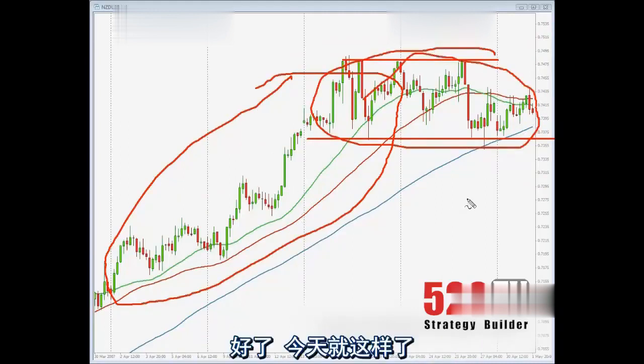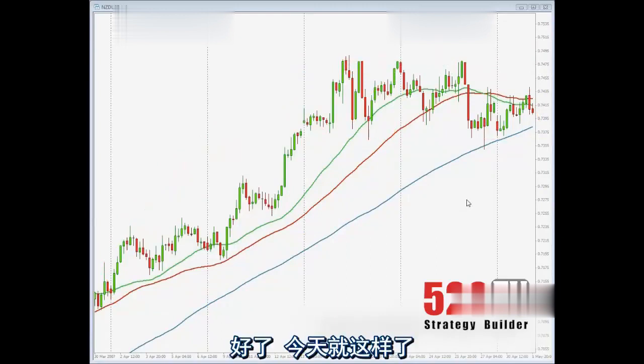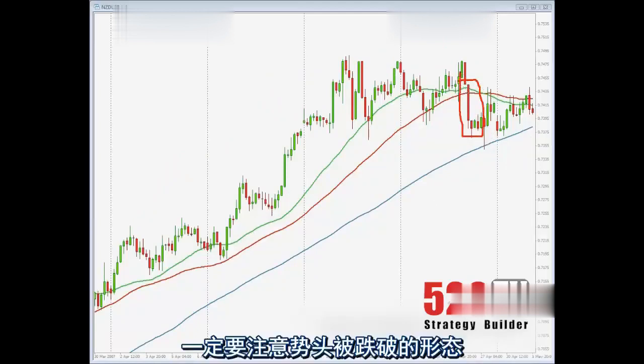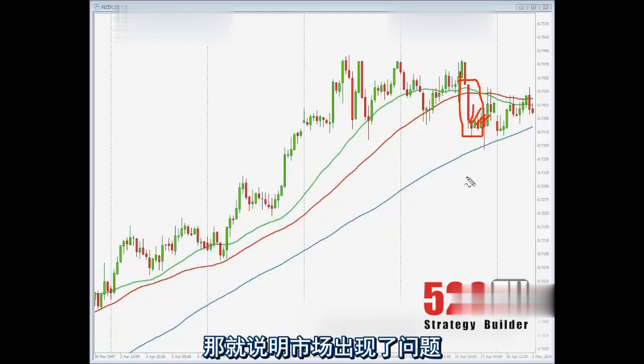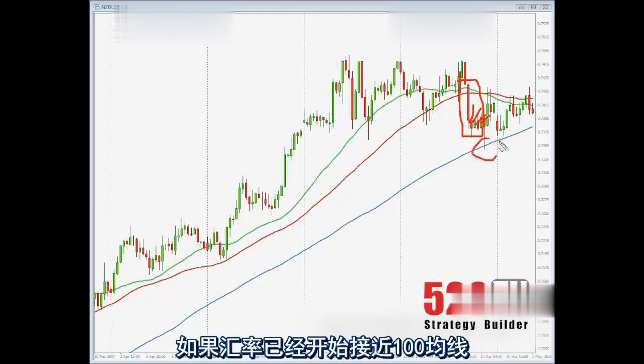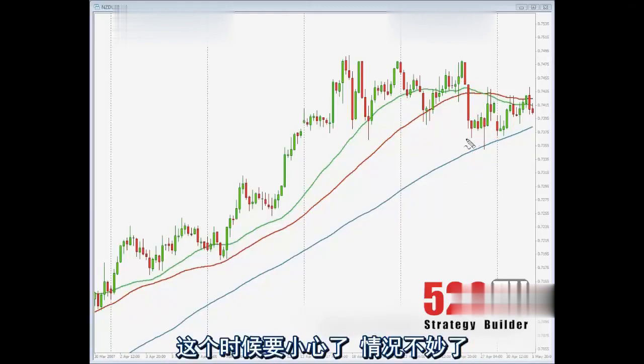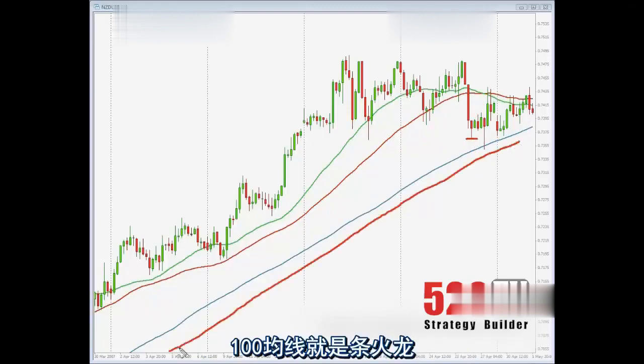Okay, alright guys, that's all for this video. Just to sum it up, to wrap it up, read breakouts, momentum breakouts with multiple bar closes below the 50, on the wrong side of the 50. Read whether we are getting close to the 100. Okay, if you get close to the 100, be careful. That's not nice. The 100 is the dragon. Get away from the dragon.